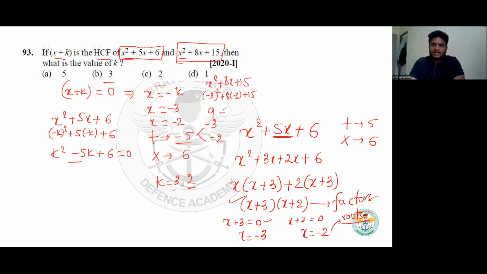9. And what is 8 into minus 3? Minus 24, plus 15. What is 9 plus 15? 24. 24 minus 24 is what? 0. Yes. So we are getting the correct answer for k is equal to 3.